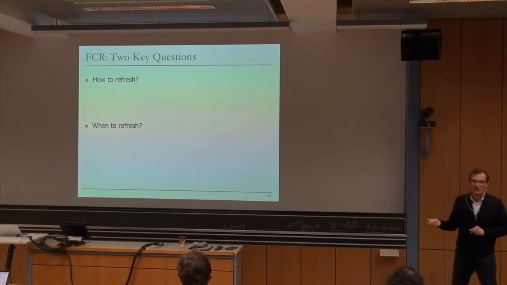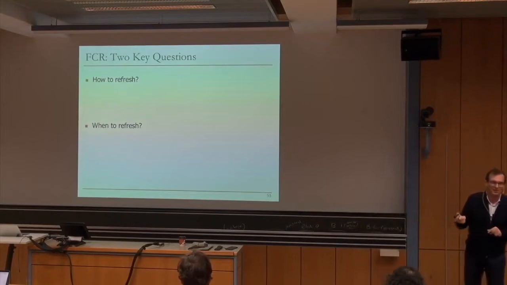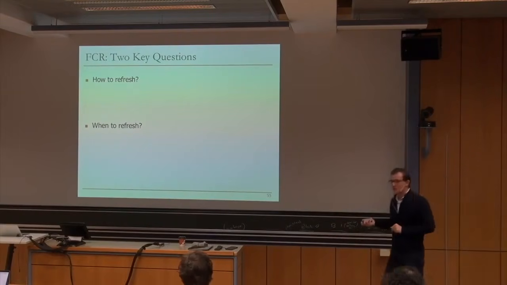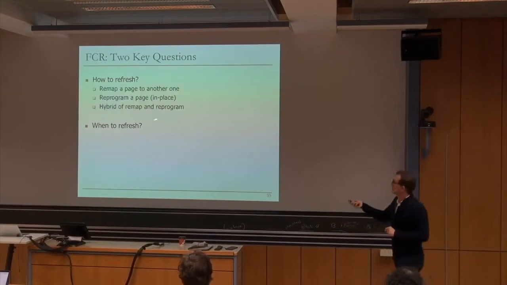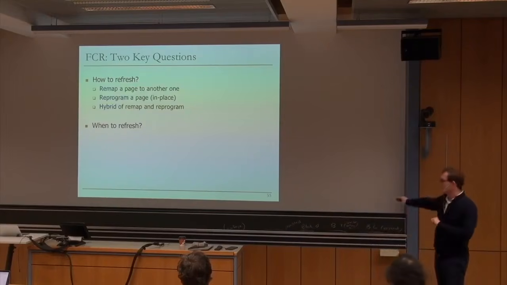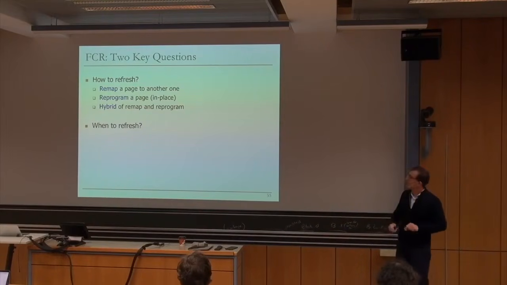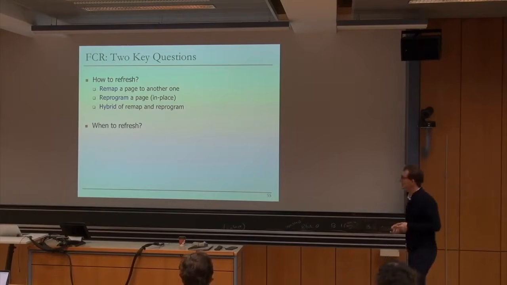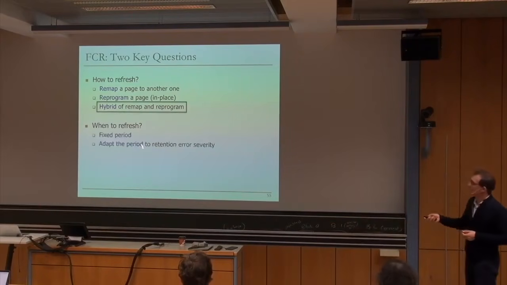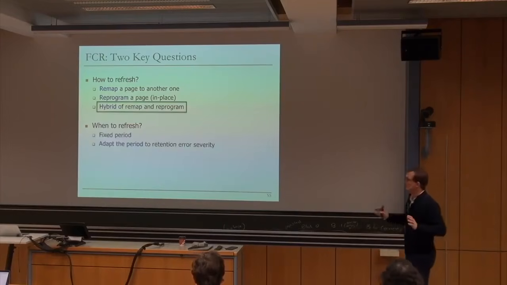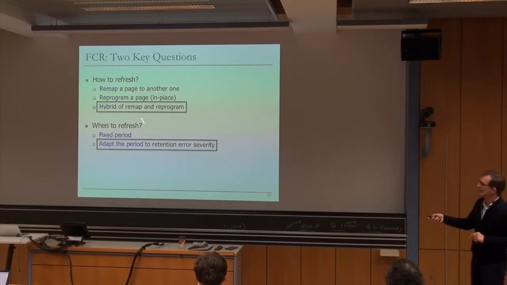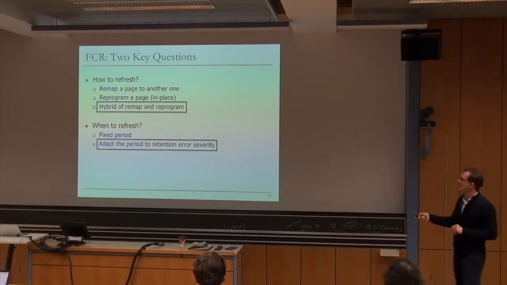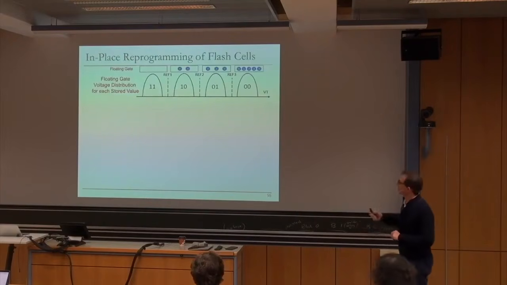So there are two key questions over here. One is how to refresh. So how to refresh in DRAM is not a question, but in Flash it is a question. And when to refresh. When to refresh is shared with DRAM. So how to refresh, you can remap a page to another one, as we've discussed over here. You can reprogram a page in place. That's what this paper introduces. Or you could have a hybrid of remap and reprogram, depending on how you want to optimize your error rate. And when to refresh, basically you can have either a fixed period like DRAM, not so good, or you can adapt the period to retention error severity. And we're going to do that. So basically, the proposal is to have a hybrid of remap and reprogram and adapt the period to retention error severity. So let's talk about this in-place refresh.